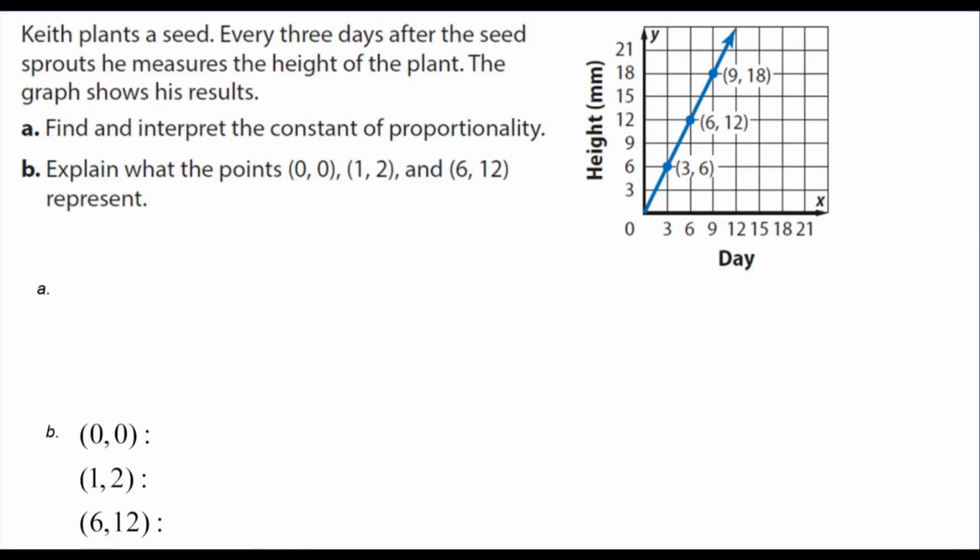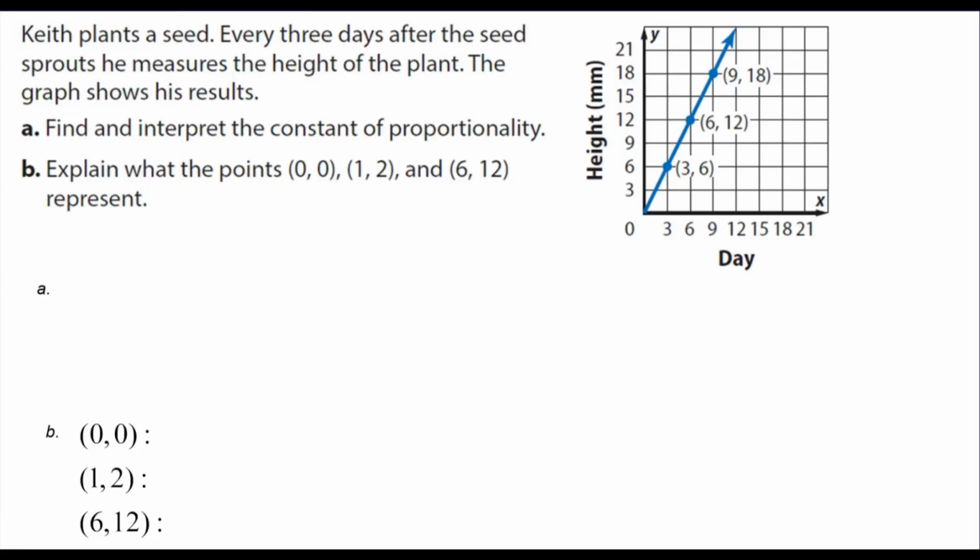So we can use any point on the graph to find what the constant of proportionality is or the unit rate. So here Keith plants a seed. Every 3 days after the seed sprouts, he measures the height of the plant. The graph shows the results. It says, find and interpret the constant of proportionality. And we can easily tell from the graph that this is a proportional relationship. It starts at 0, 0, and it is a straight line.